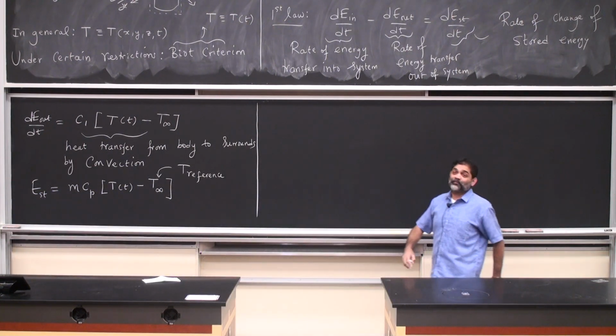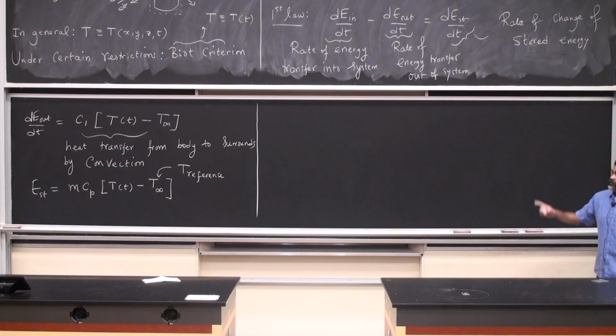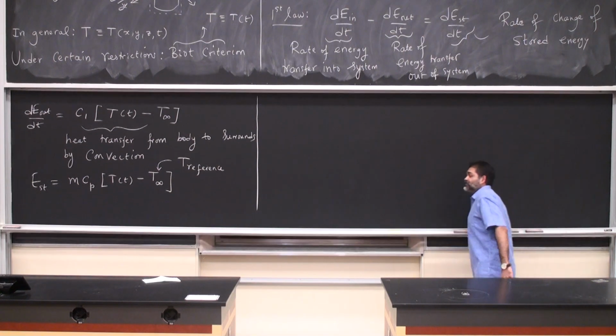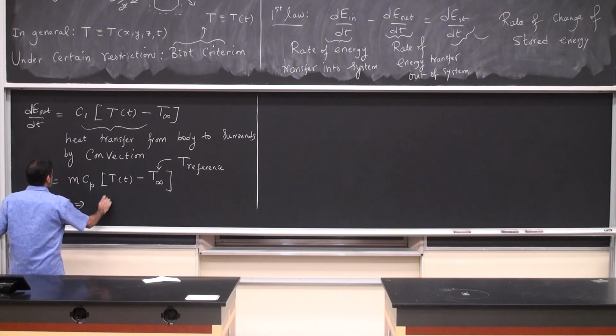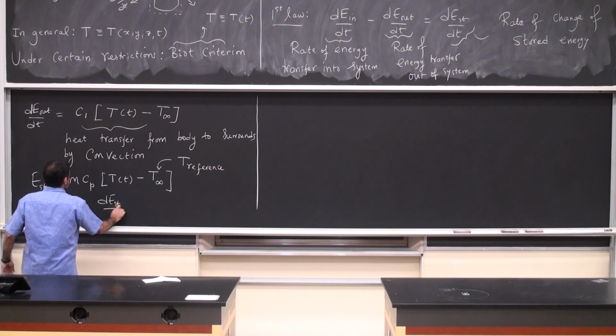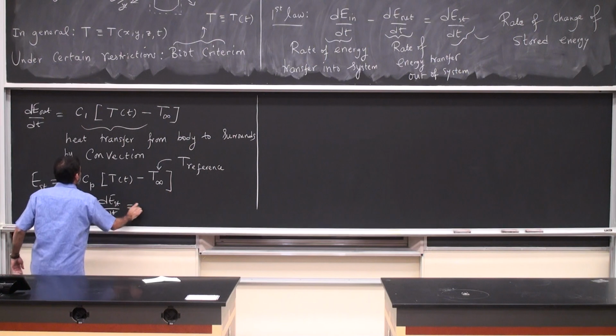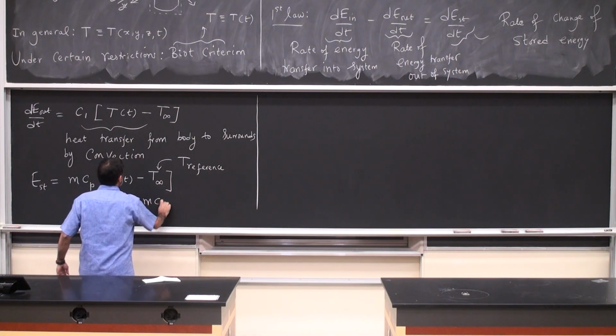You can choose 0 as your reference for all you get. If I take the derivative of that, the only thing that changes as a function of time is T of t. It is m times Cp times.